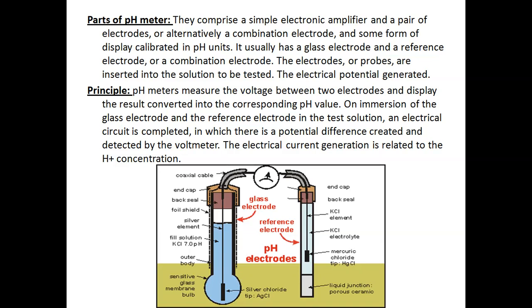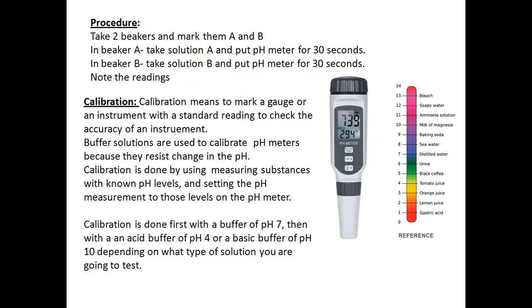On immersion of the glass electrode and the reference electrode in the test solution, an electrical circuit is completed in which a potential difference is created and detected by the voltmeter. So the electrical current generated is related to the hydrogen ion concentration. So I hope I'm clear up till now. Let's move on towards the procedure.